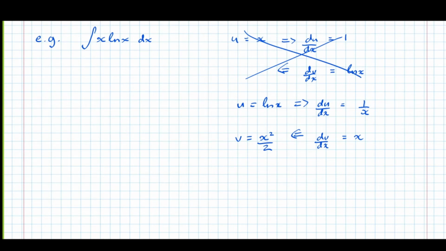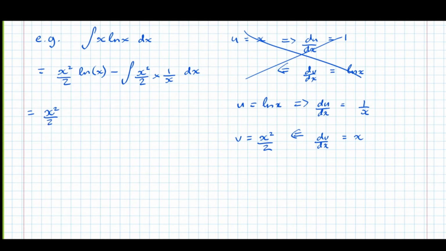You've got the formula hopefully written down next to you. So it equals uv, x squared over 2 ln x, minus the integral of v du by dx dx. And actually that is looking doable.